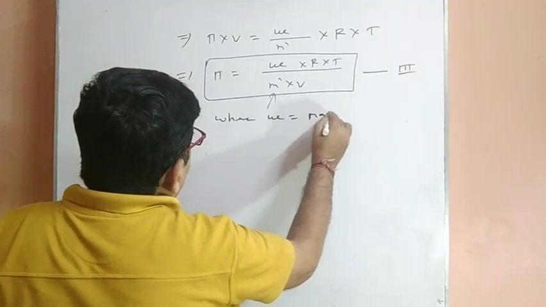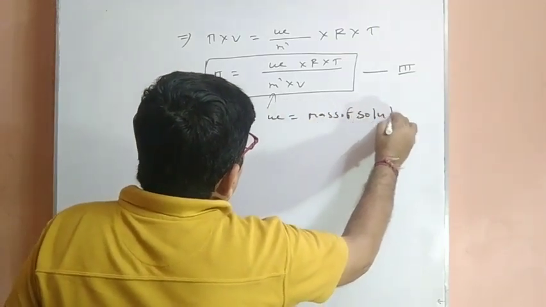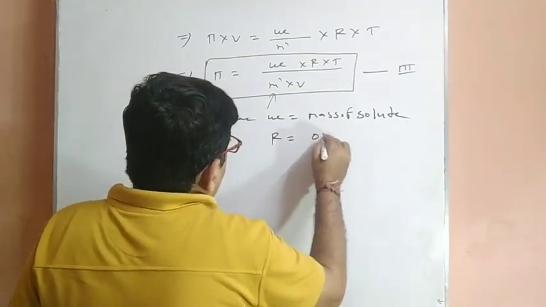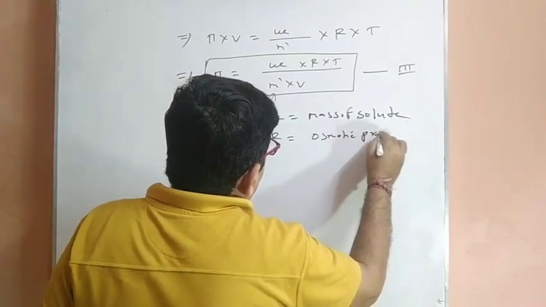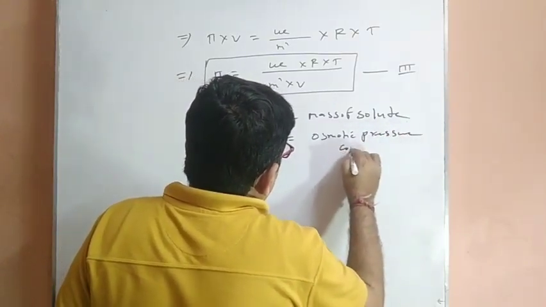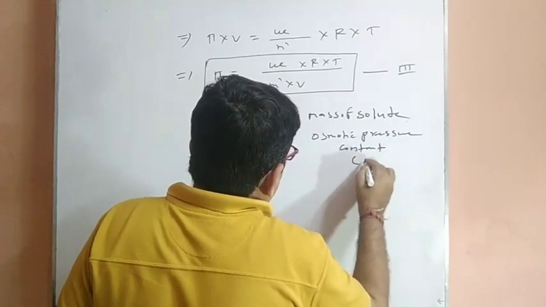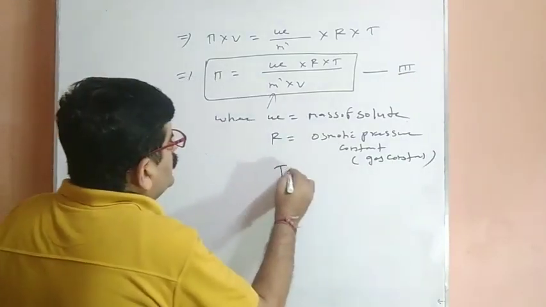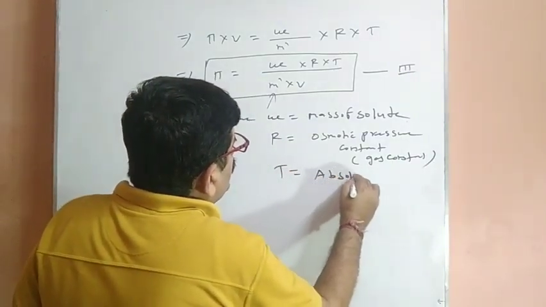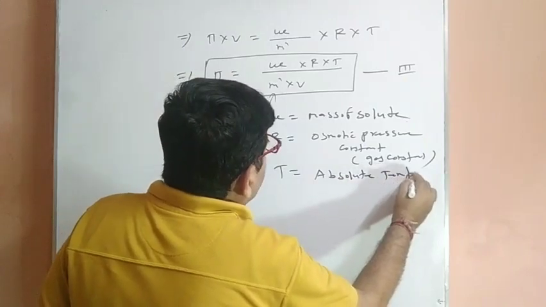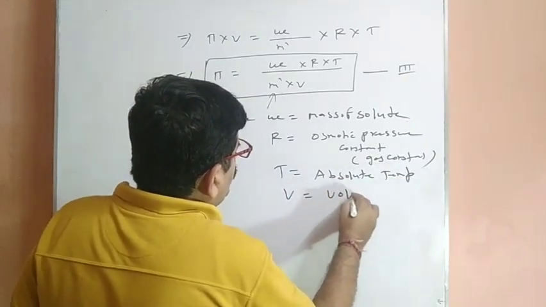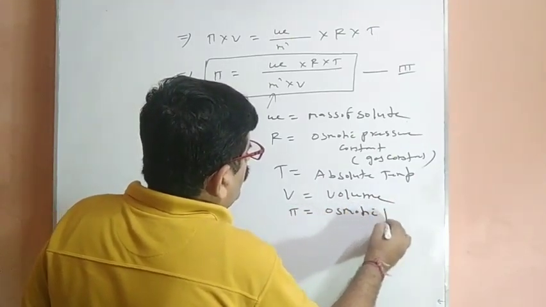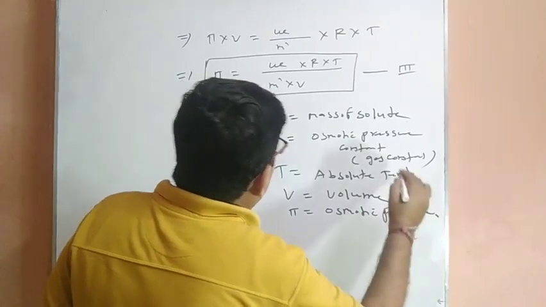Where W is the small mass of solute, R is the osmotic pressure constant, which is also known as gas constant. T is always the absolute temperature. V is equal to 1 and pi is equal to osmotic pressure.